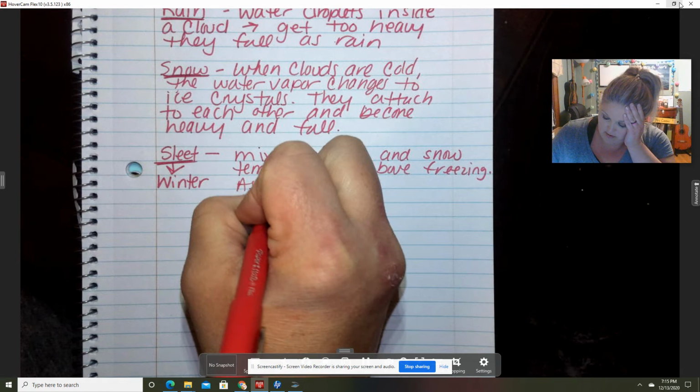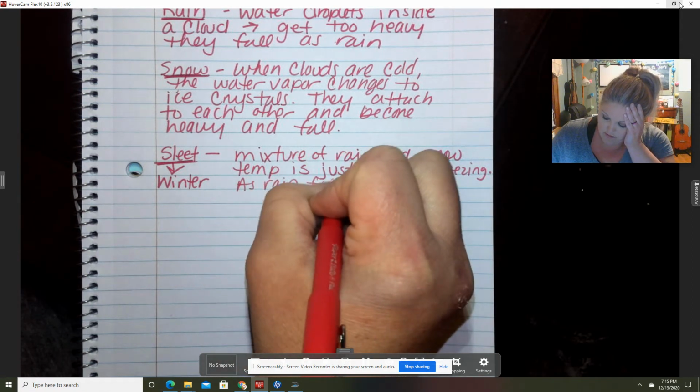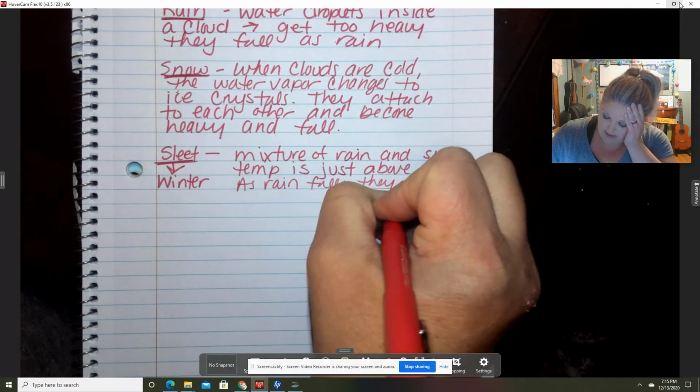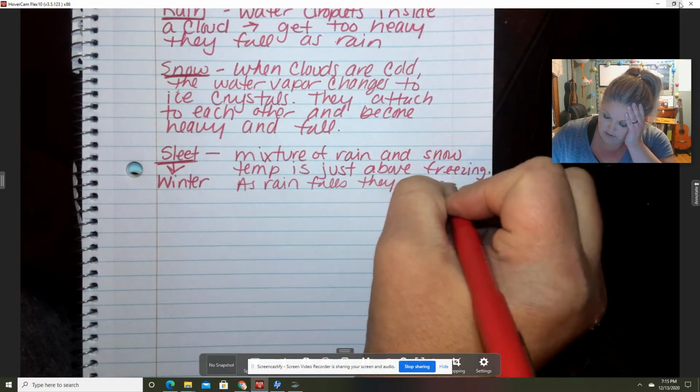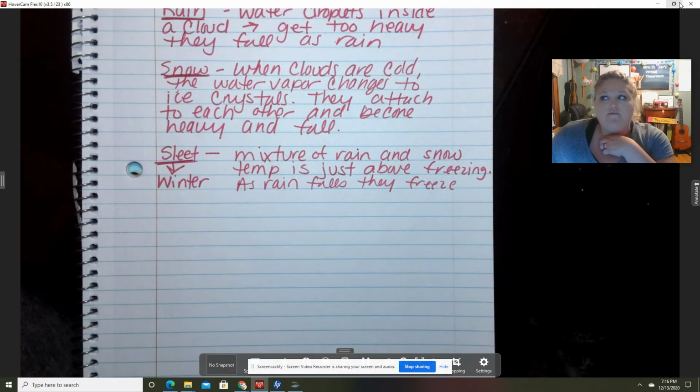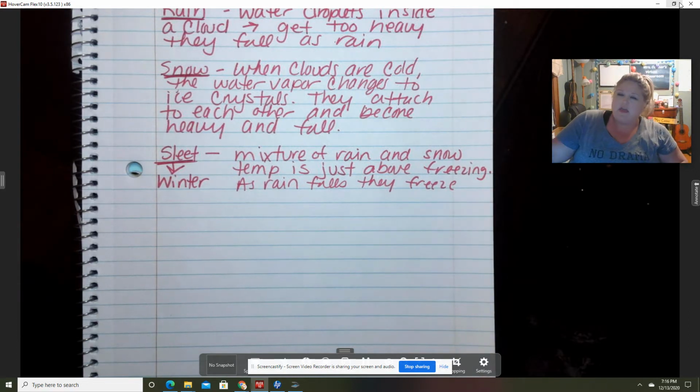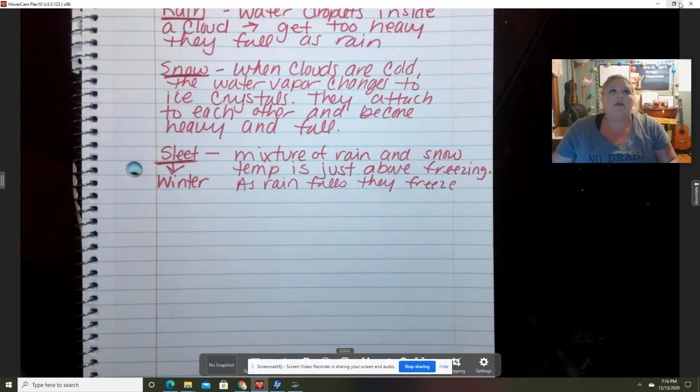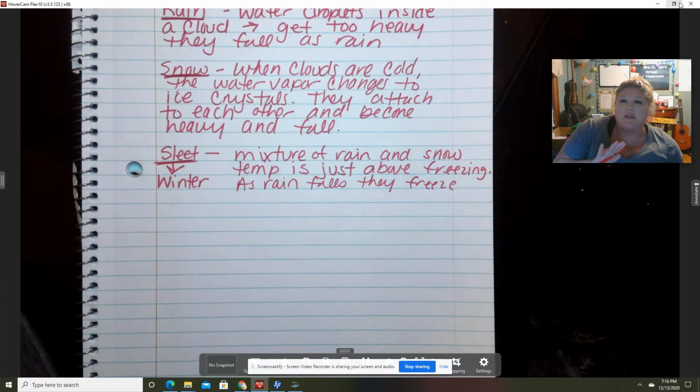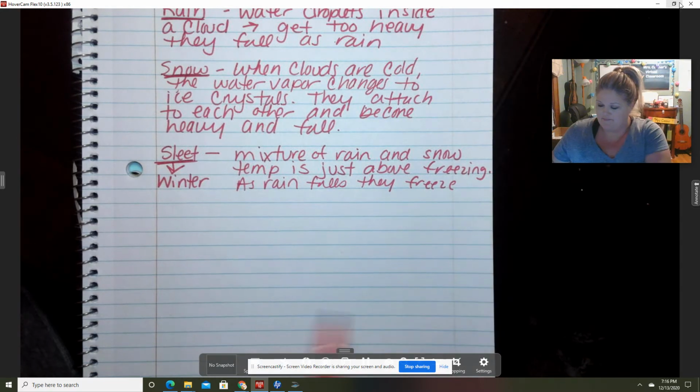As rain falls, it freezes. Now that's different than freezing rain. Sleet freezes in the cloud, but freezing rain freezes once it hits the contact of the ground. Like it would just be so cold. It's not cold enough to be snow in the cloud, but it's cold enough that when the freezing rain makes contact, it freezes, if that makes sense.